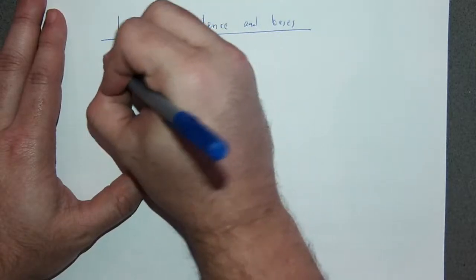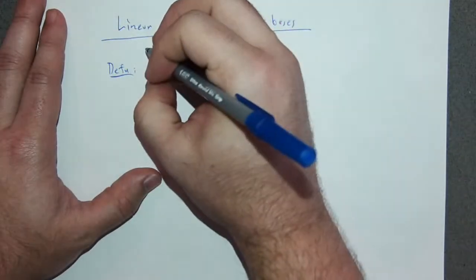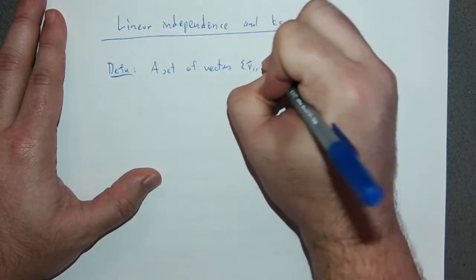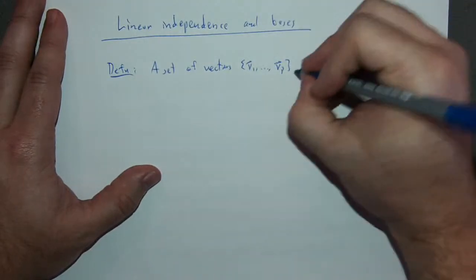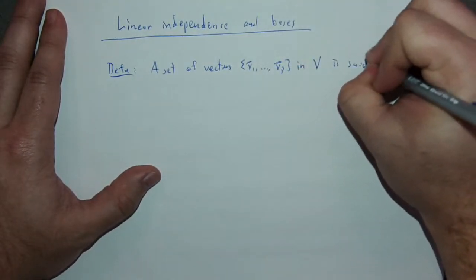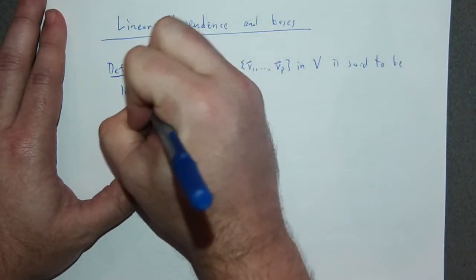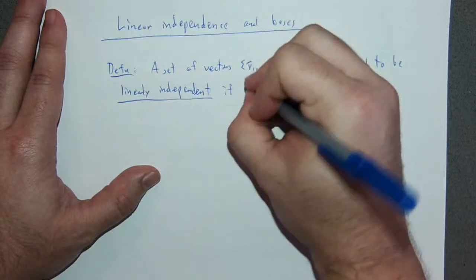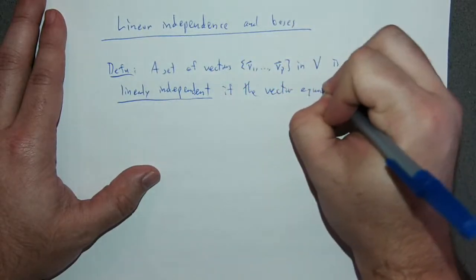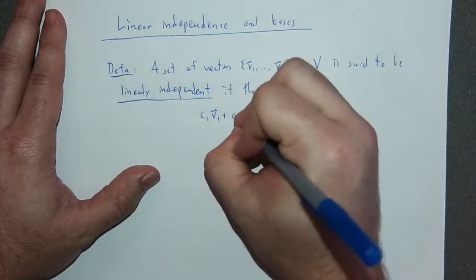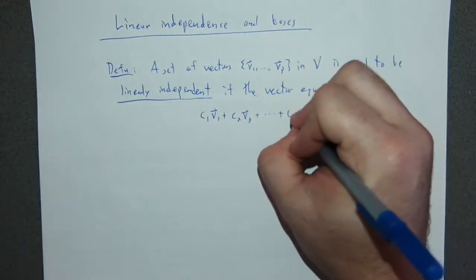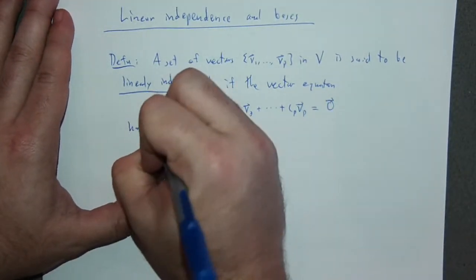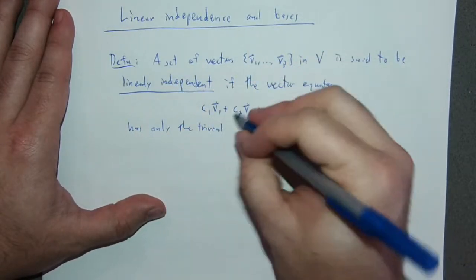Okay, so some definitions. A set of vectors, that is V1 to Vp, in a vector space V is said to be linearly independent if the vector equation C1 V1 up to CP VP equals the zero vector has only the trivial solution. Okay, so you're familiar with this now.